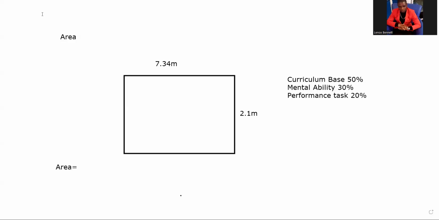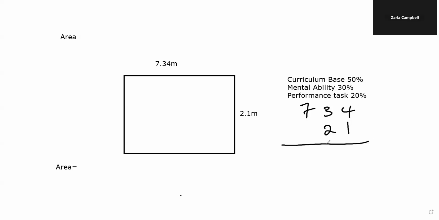Go ahead. Okay, 7.34 meters multiplied by 2.1 meters. So we have to find the area of a rectangle with those measurements. So 734 times 21. If we ignore the decimal point, it's much easier. So 1 times 4 is 4. 1 times 3 is 3. 1 times 7 is 7.